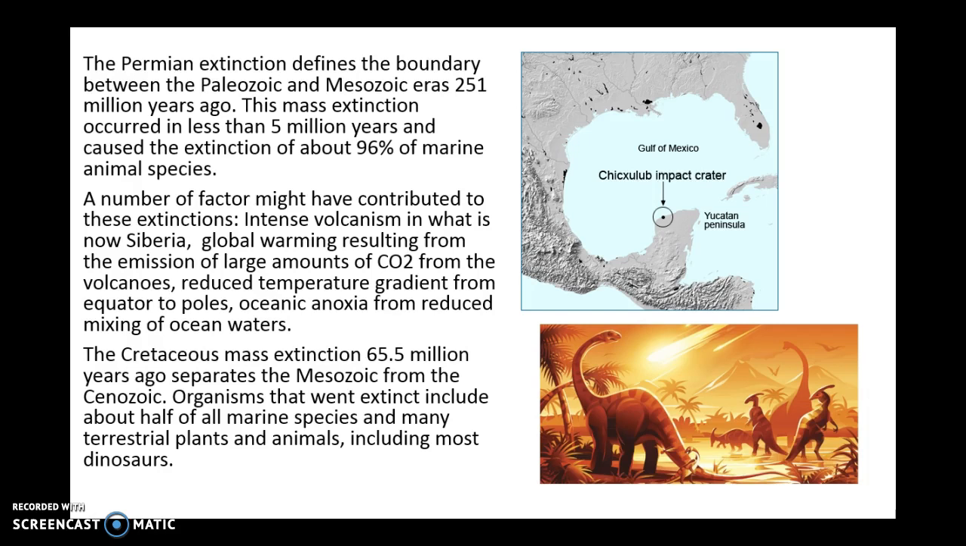Then you also have a mass extinction of the dinosaurs, the Cretaceous mass extinction, 65.5 million years ago. This is when the dinosaurs became extinct and opened up the door, gave rise to mammals, because a few mammals lived through that extinction and gave rise to it.